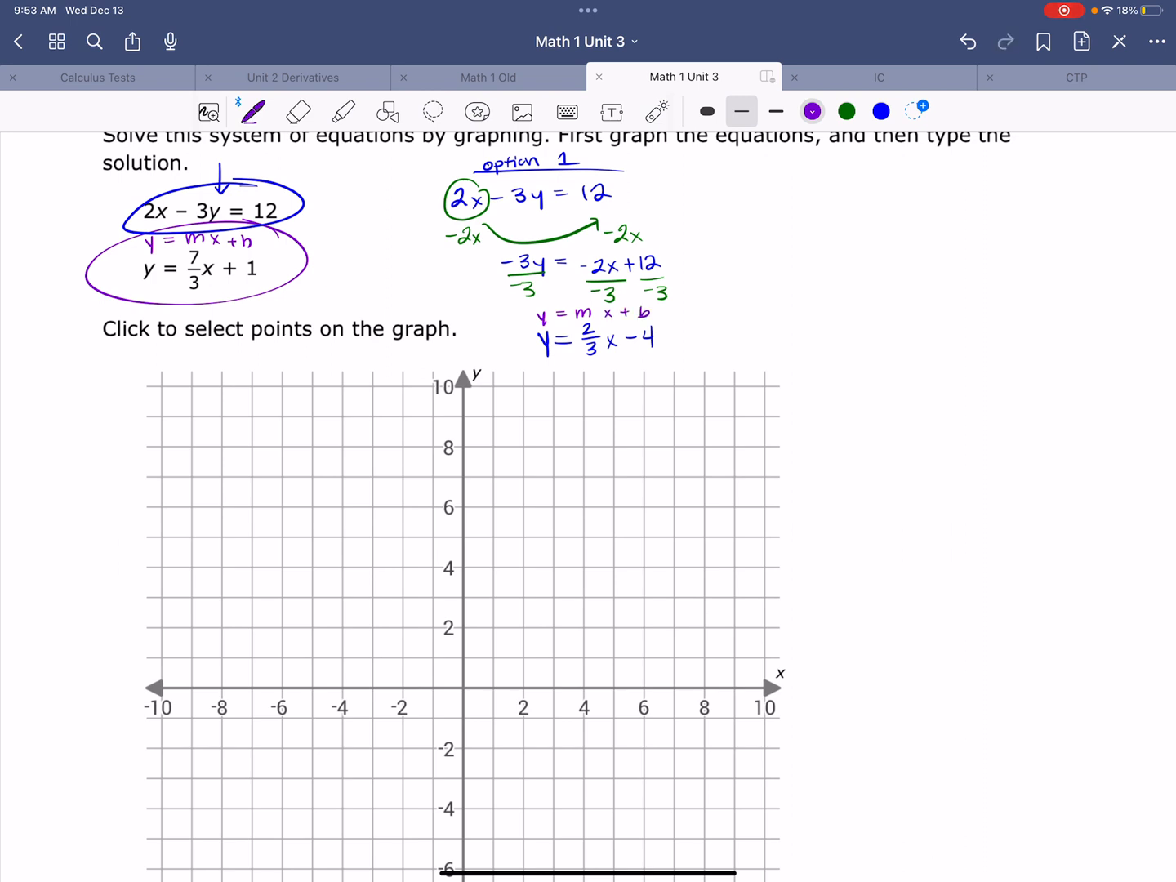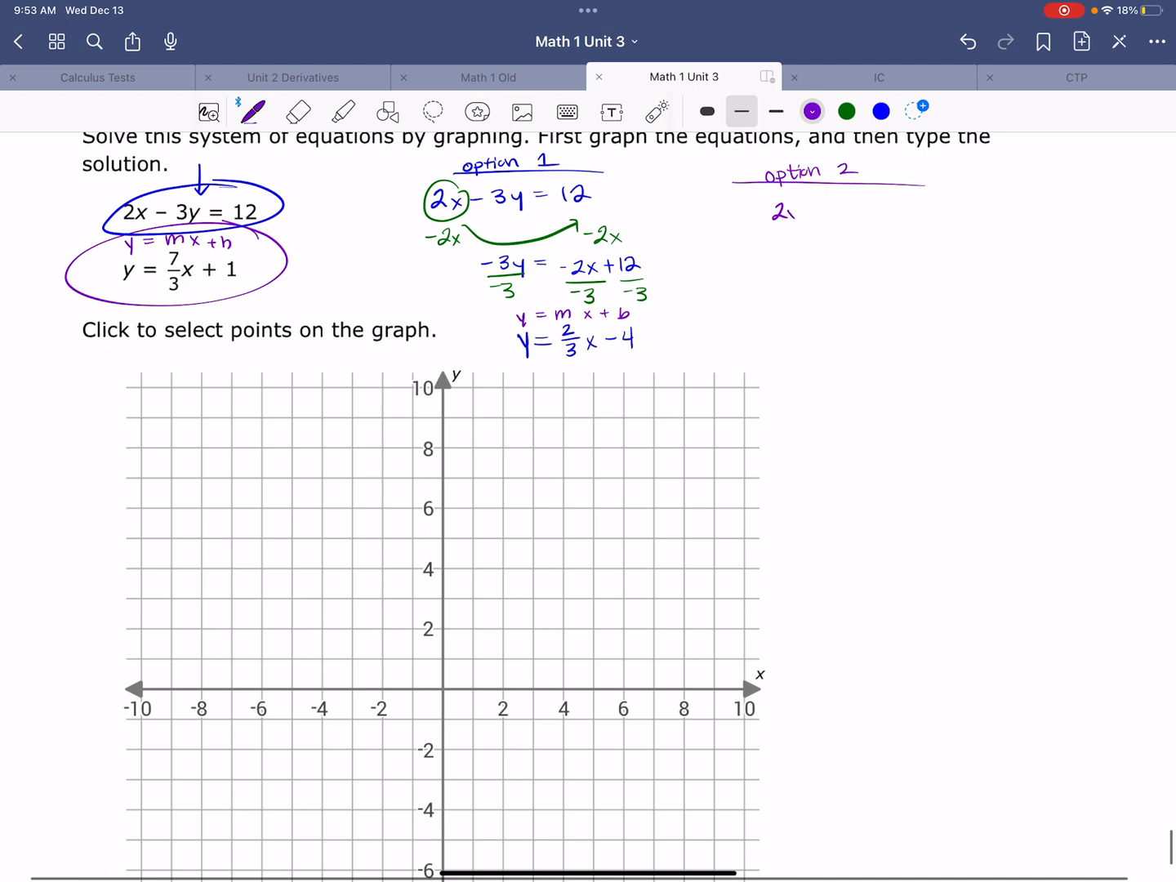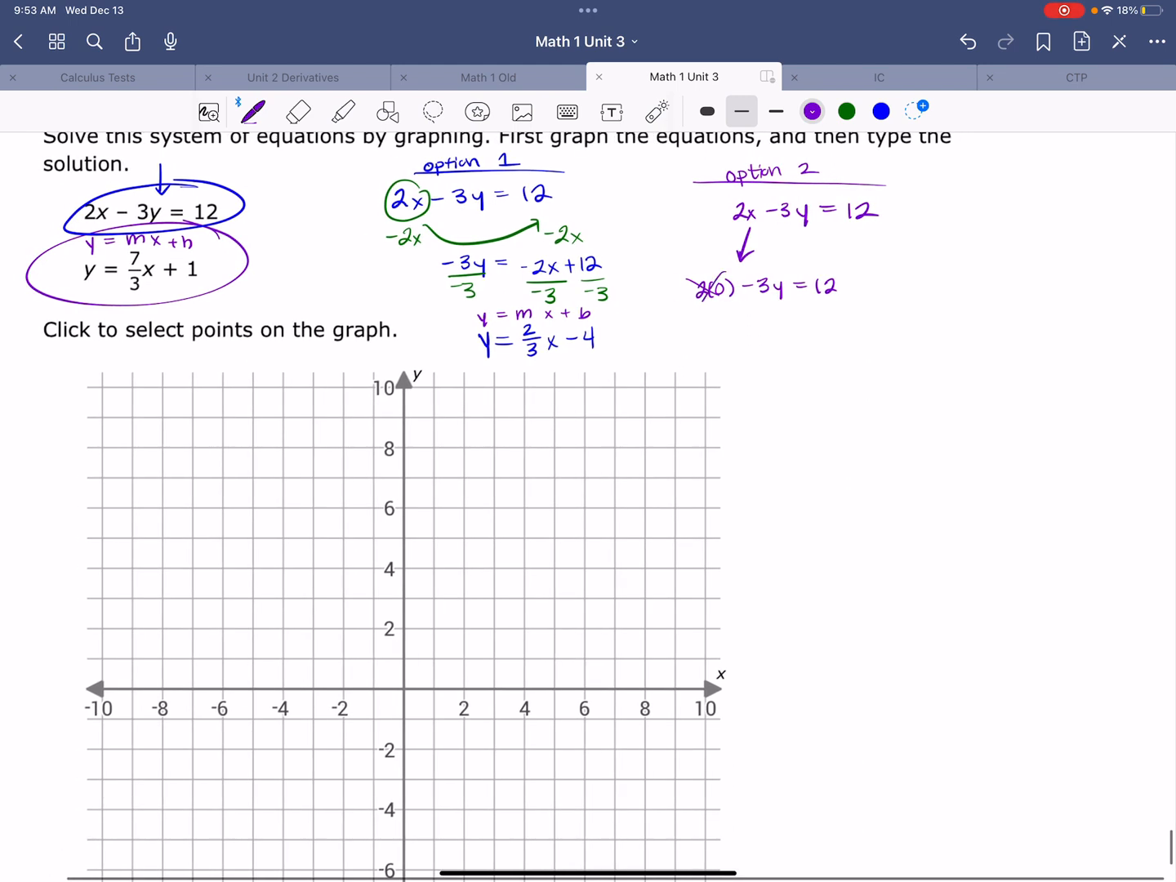option 2. Option 2 is to find both the x and y intercept. So intercepts occur at zeros. So I'm going to switch back and forth. What does it mean when x is 0? What is that corresponding y value? So if I take x and I plug 0 in, this term is now gone, leaving me with negative 3y is equal to 12. Well, what times negative 3 gives me 12?